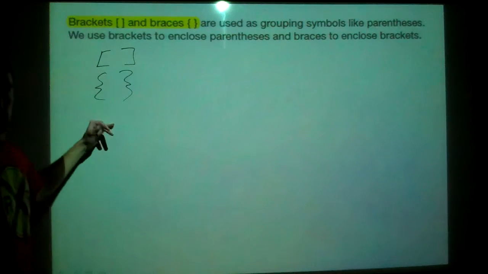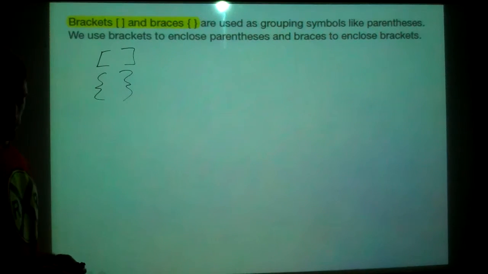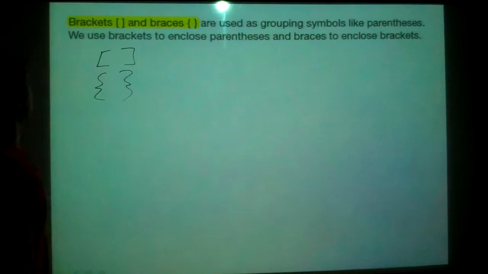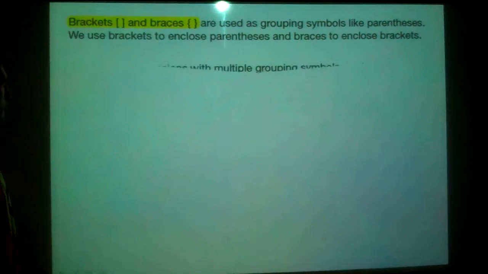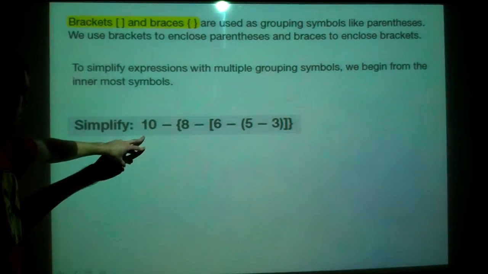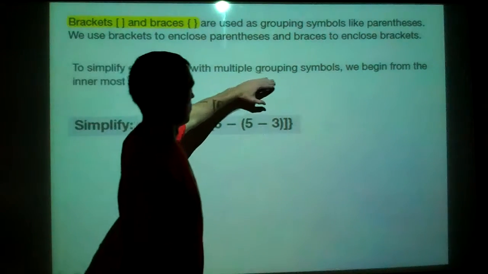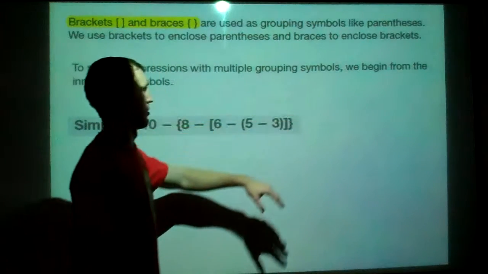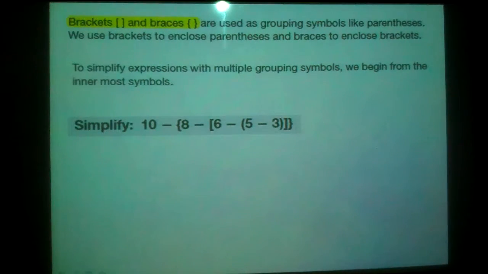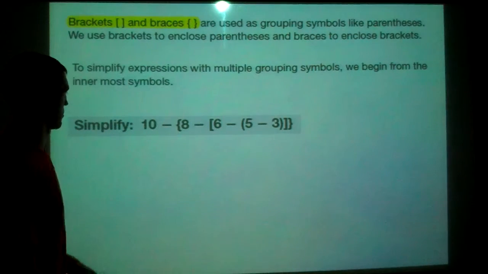But these are basically grouping symbols. We use them just like we use parentheses, and we use them when we have multiple parentheses, basically. So it would be kind of like this. This is the example I wanted us to look at. It says, to simplify expressions with multiple grouping symbols, we're going to begin with the innermost symbol. So when we have something like this, we're going to begin with the innermost one.